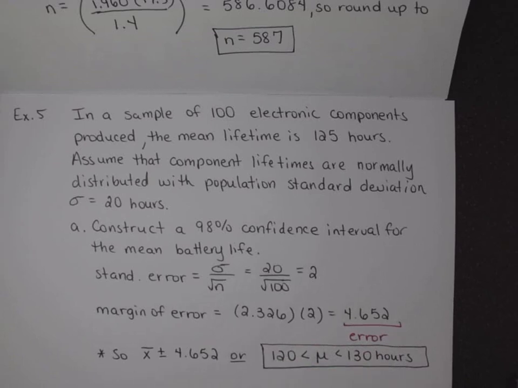Okay, so if they were trying to make judgments on all the electronic components made by this company, in other words, the population, they could be 98% confident that it'll lie somewhere between these hours if we round to the nearest whole number.